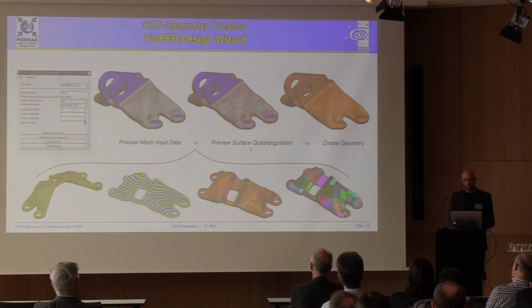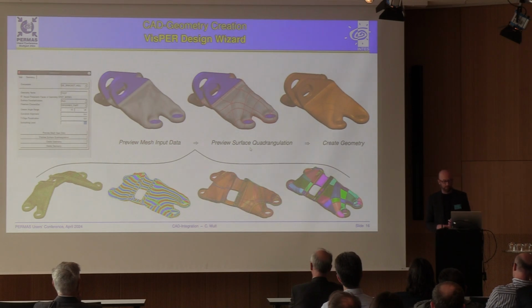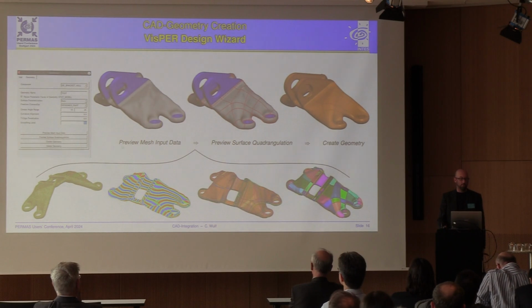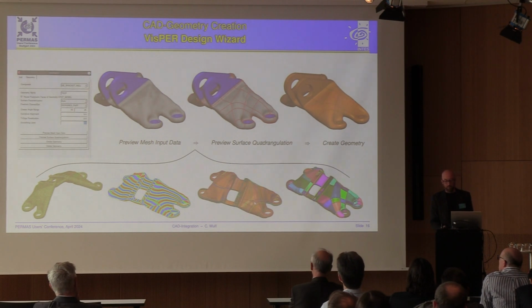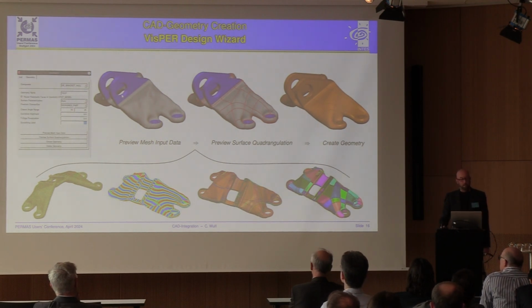If you're using VisPER to create a geometry out of a topology optimization result, this looks much simpler. You don't have to worry about the orientation of tiny crosses. You don't have to worry about how to pull a pyjama onto the geometry. You don't have to find the right spaghettis to extract the quad layout. You just press a button and then you get a preview on your mesh input data.